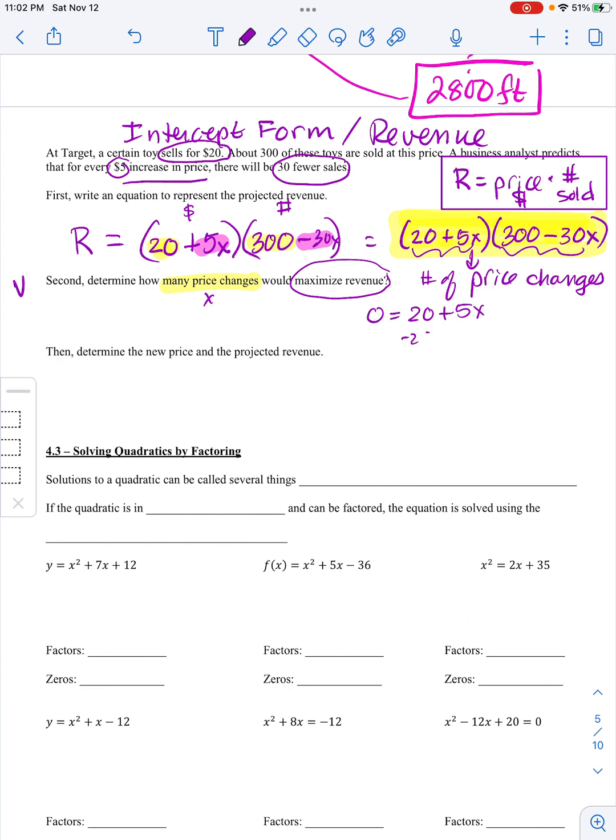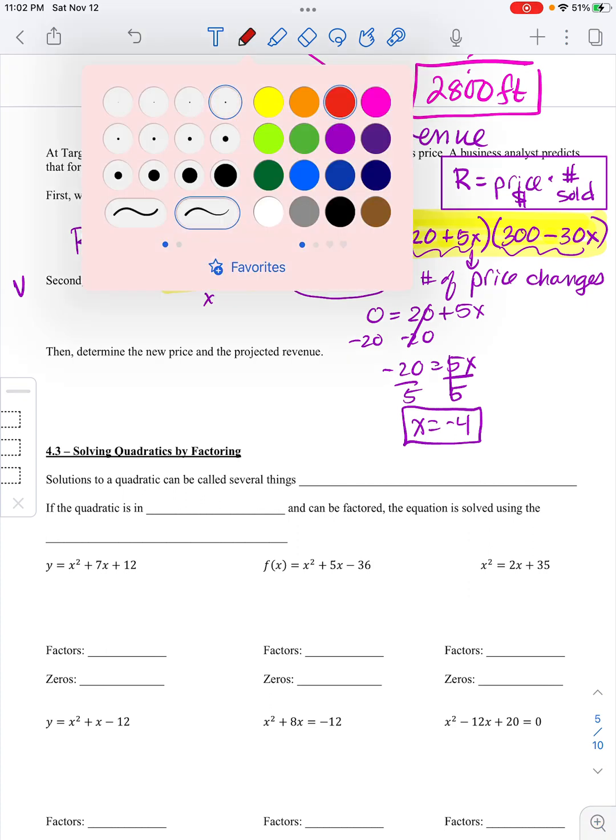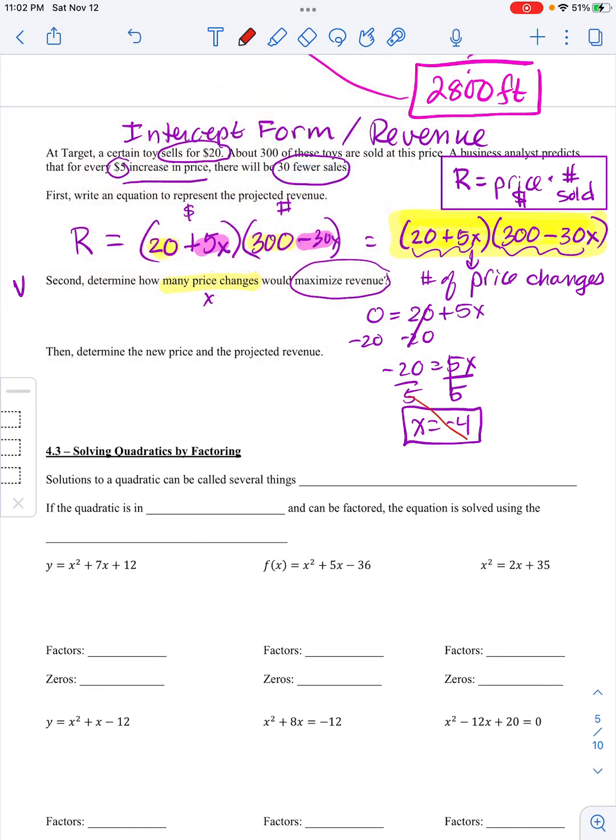I would take away the 20 to the other side, and I'd have negative 20 equals 5x. Dividing by 5, it would be a negative 4. But that doesn't really make sense because you're talking about the number of price changes, and you can't make negative 4 price changes. So this one actually doesn't give us any answers.